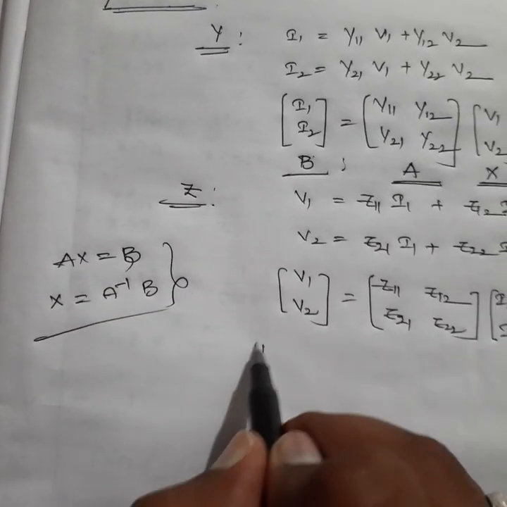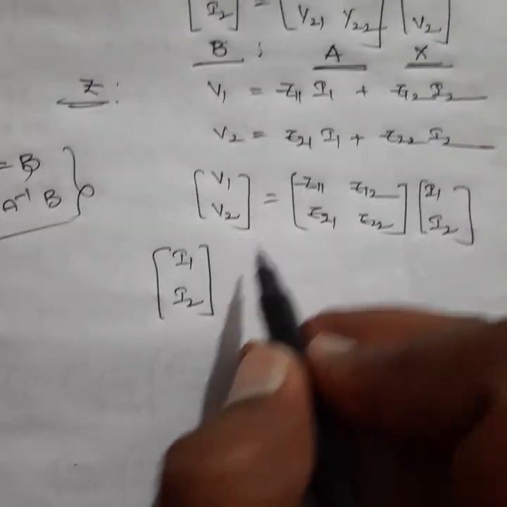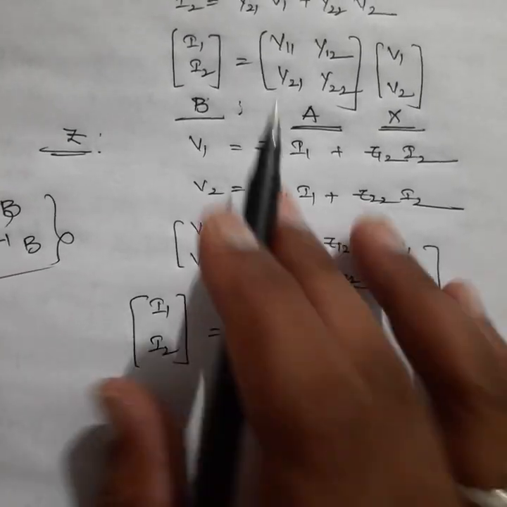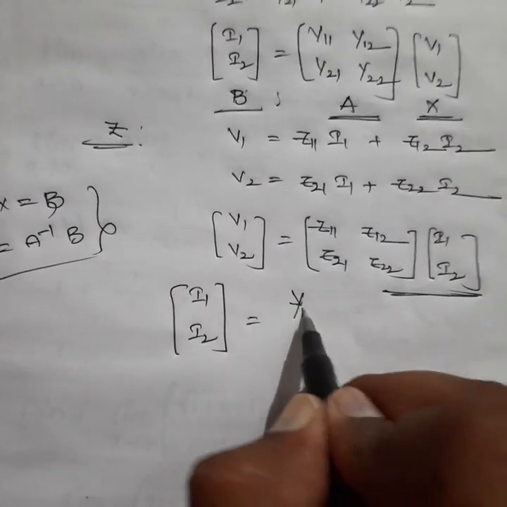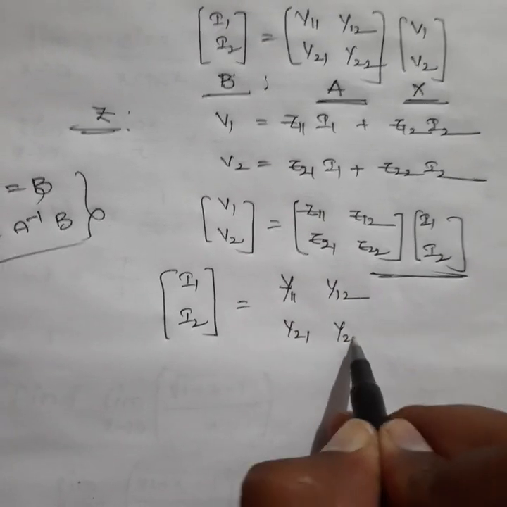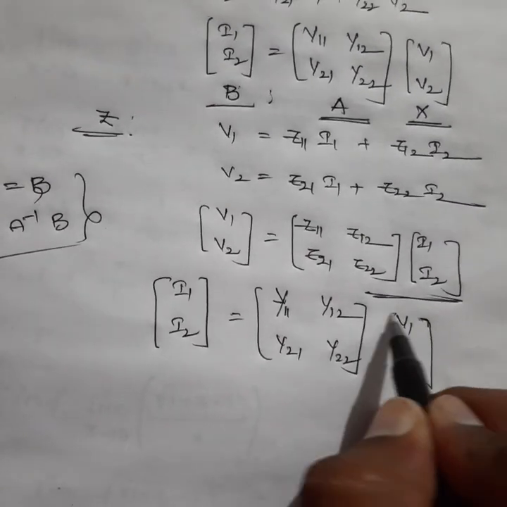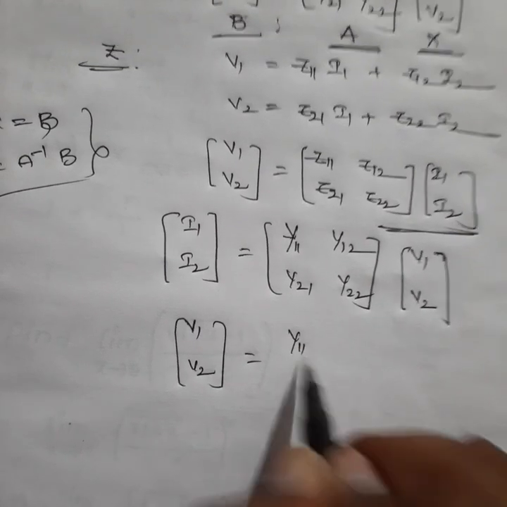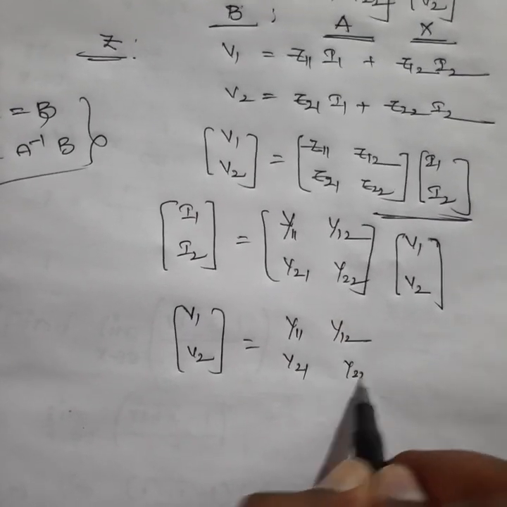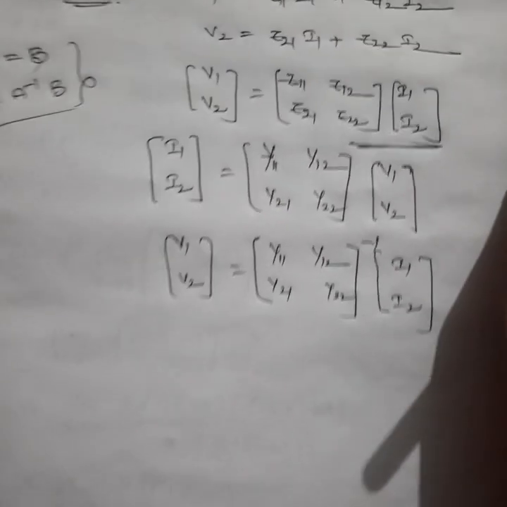So the Y to Z relation. I1, I2 equals the Y parameters matrix Y11, Y12, Y21, Y22. From the Y parameters matrix we calculate the Z parameters. That means V1, V2 equals the inverse of Y11, Y12, Y21, Y22 times I1, I2. We are getting Z parameters in terms of Y parameters.